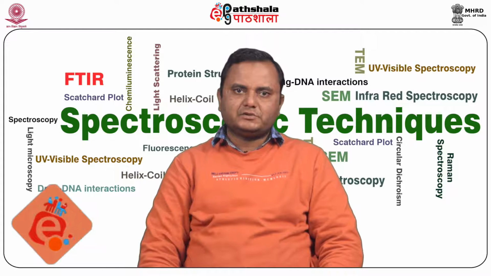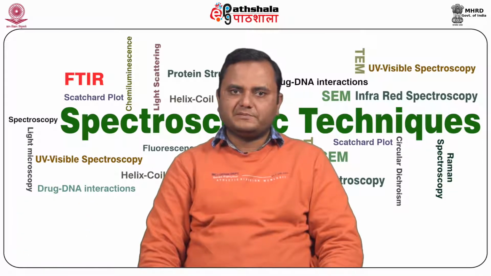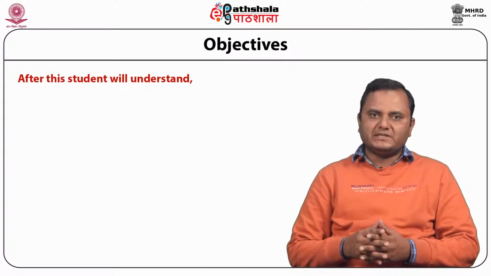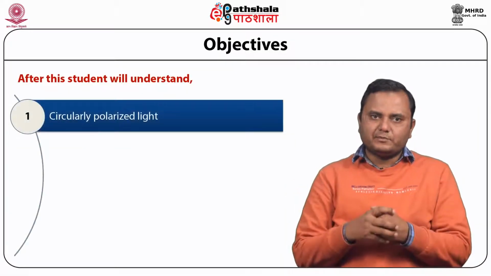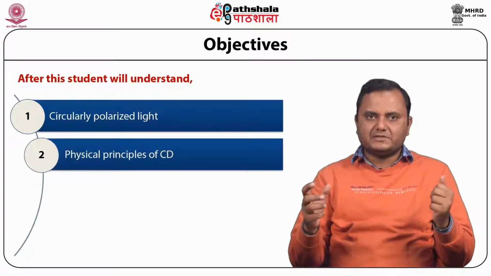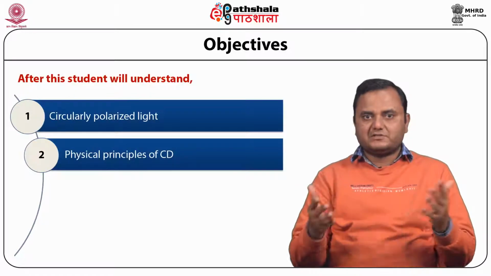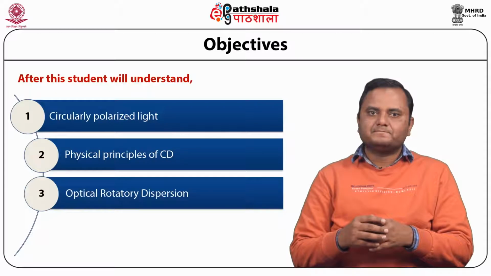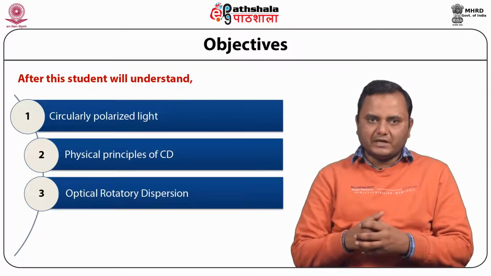Today we are going to talk on the module Basic Principle of CD Spectroscopy and Instrumentation under the paper Techniques Used in Molecular Biophysics 2. After studying this module, a student will be able to understand what circularly polarized light is, the physical principle of circular dichroism, then optical rotatory dispersion, known as ORD, and a comparison of CD and ORD.